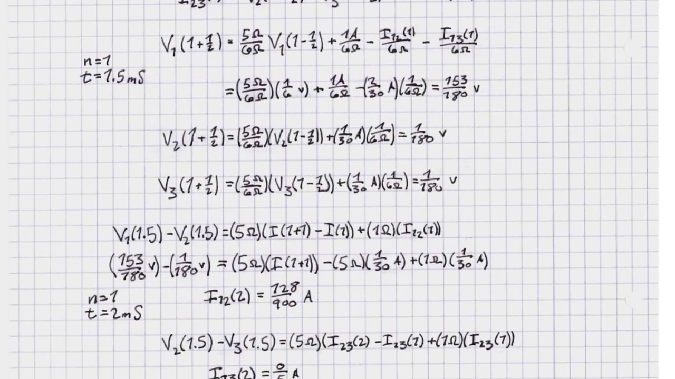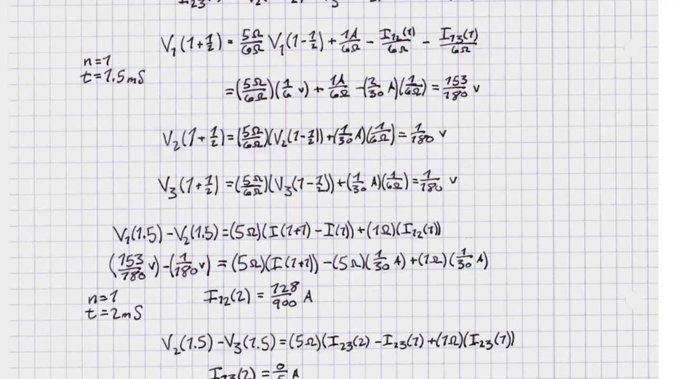And now that we've calculated I of 1,2 at time 1, I of 2,3 at time 1, and I of 1,3 at time 1, we can now calculate the voltage at the time step of 1, or the voltage at the 1.5 time step. So V1 of 1.5 can be calculated using the values we plugged in earlier as 5/6 times V1 of 0.5 plus 1/6 minus 2/30 times 1/6. Please forgive me for not writing this out longhand, but there's a lot of equations I've shortened to save time, paper, and my poor hand.